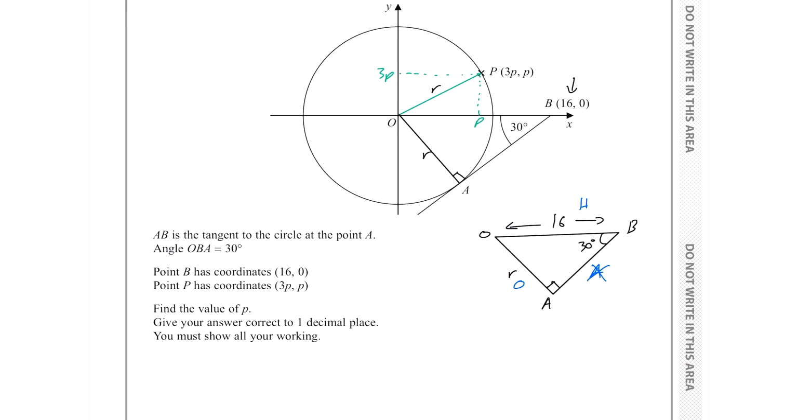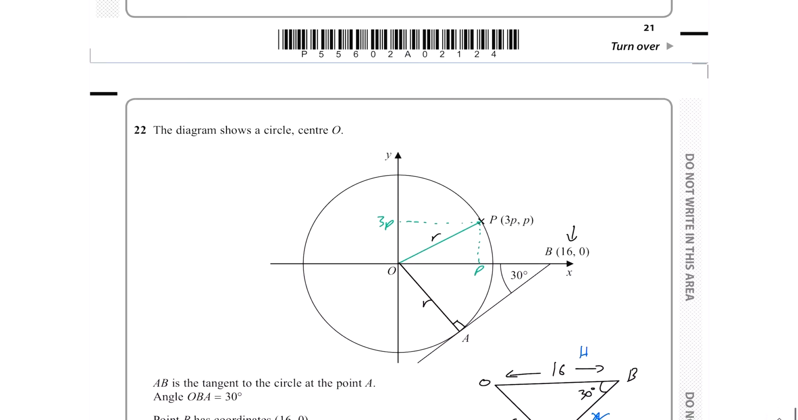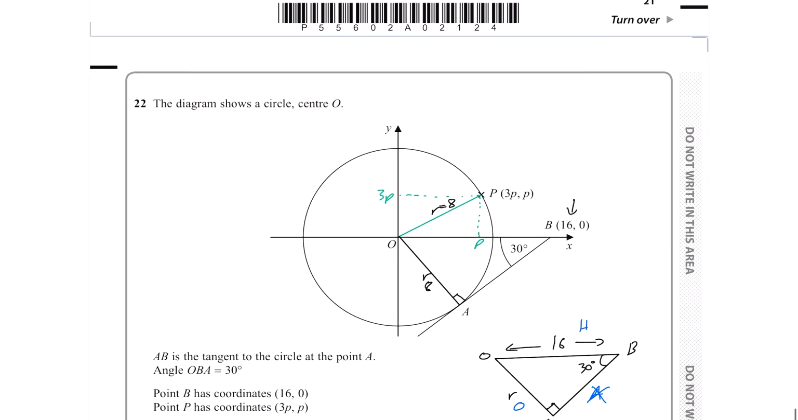And that to me looks like a sine ratio. So sine 30 is equal to the opposite, which is the radius, divided by the hypotenuse. So the radius is 16 times sine 30. I know sine 30 is a half, so that is going to be 8. So I now know what the radius is. You might still be wondering how that actually helps us. But we figured out that this is 8 and this is also 8.